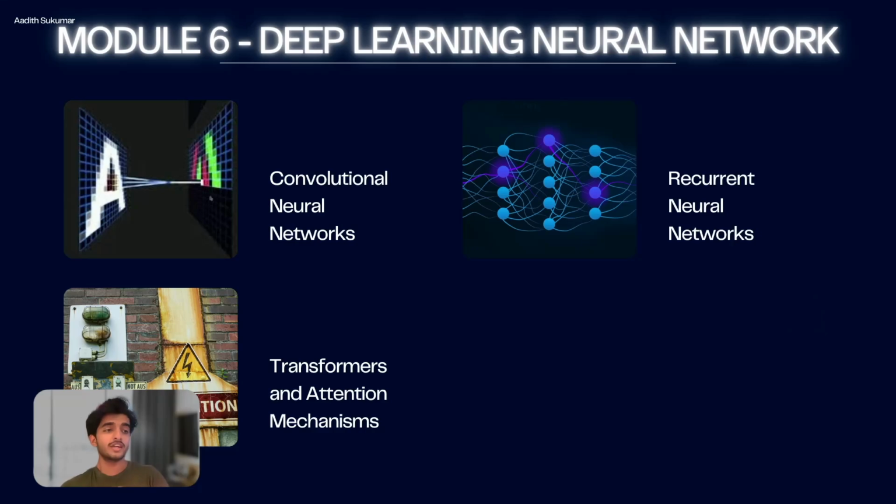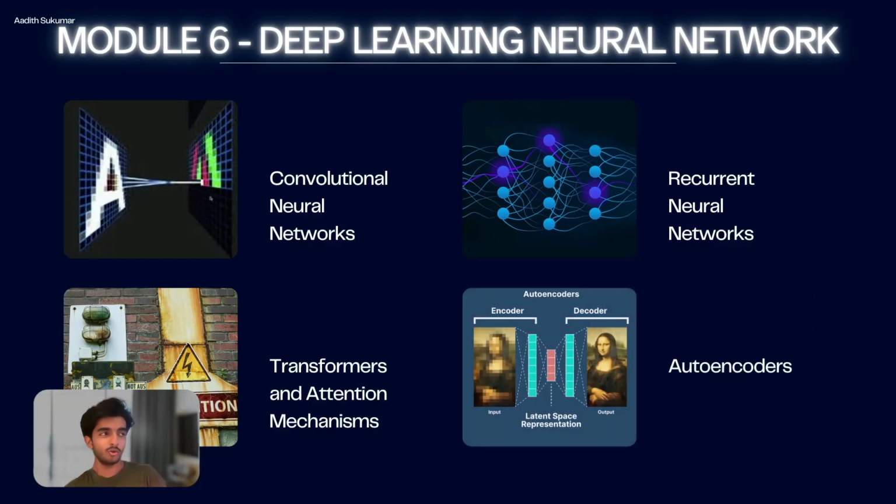Then we jump on to transformers and the attention mechanism. This is the buzzword these days. Everyone is building transformers, LLMs, and so on. And last but not the least, autoencoders are a very crucial topic when it comes to generative AI and deep neural networks. So you can see that deep learning, or neural networks, has a lot of overlap with generative AI, Gen AI, GANs, and so on. We'll get to that.